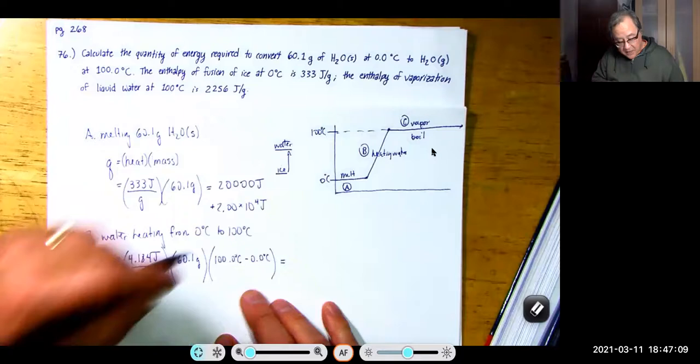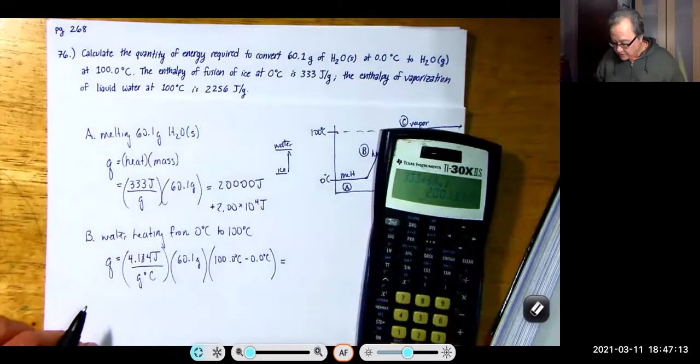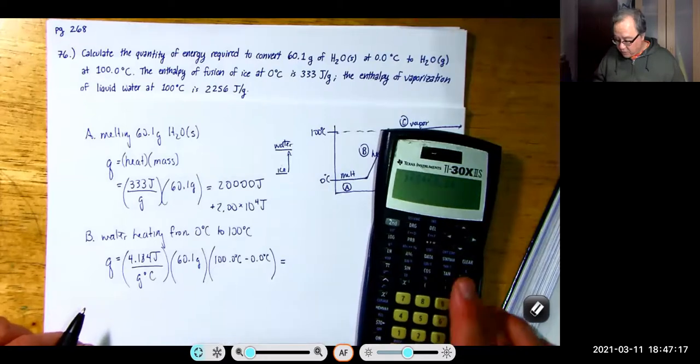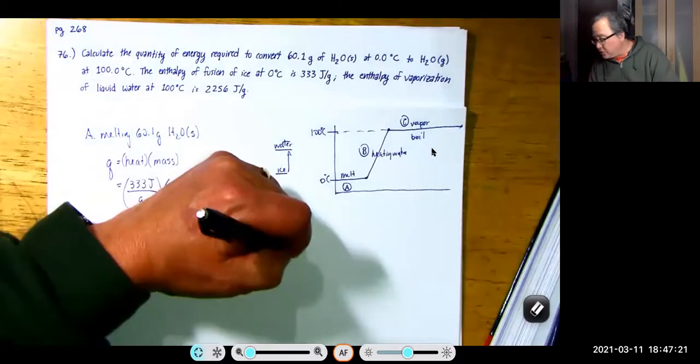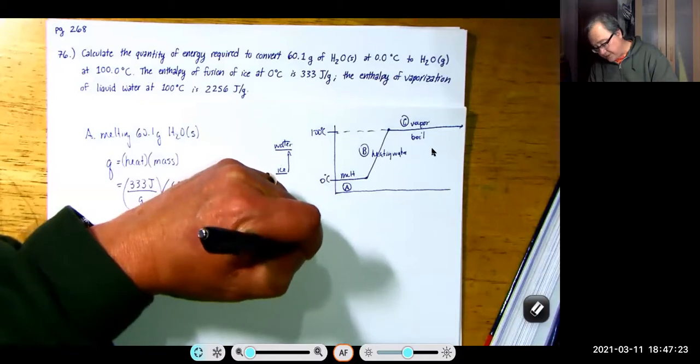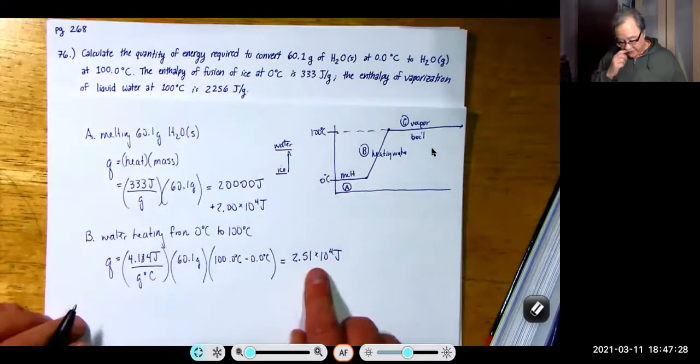And it's going to be a positive value. So 100 times 60.1 times 4.184, and I get 2.51 times 10 to the fourth joules. And again, three significant figures.